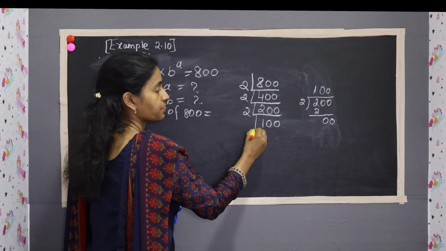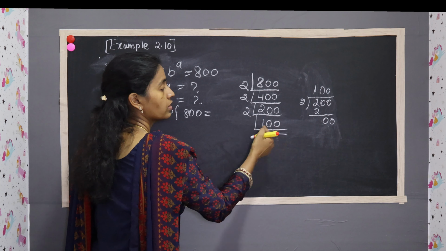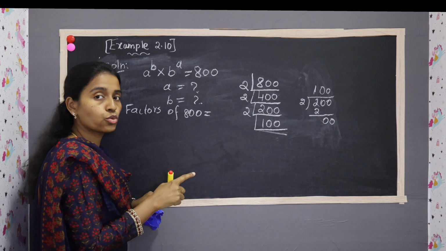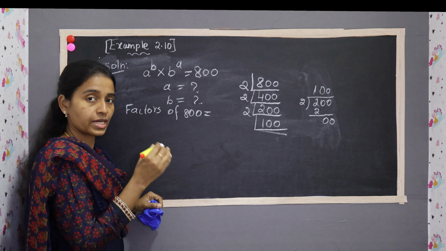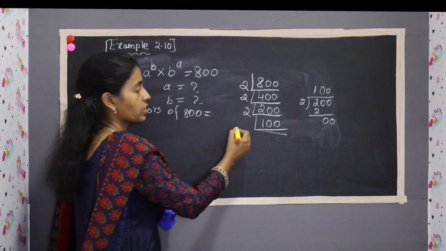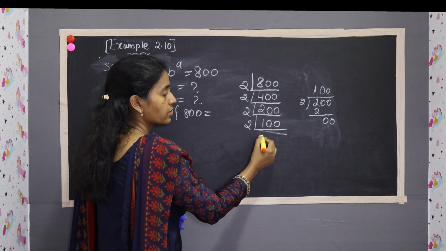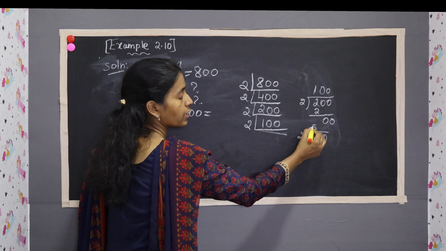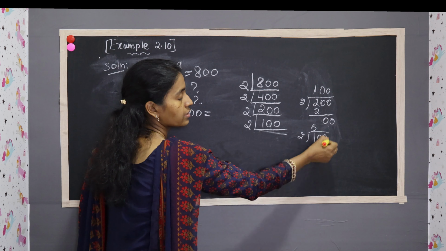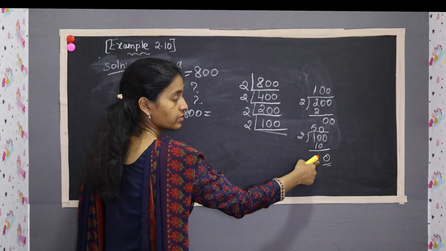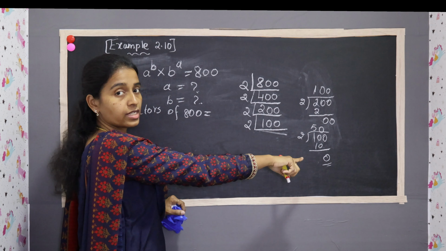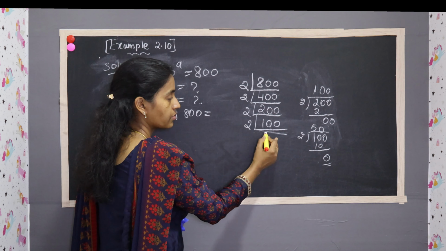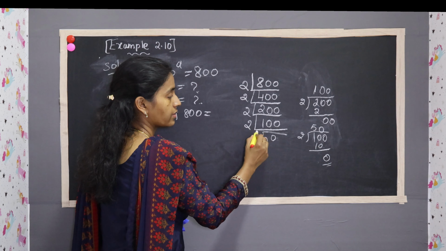So I can divide again 100 by 2 without leaving the remainder. So that I am taking number 2 again. If I am dividing 100 by 2, I will be getting 50. 5 into 2, 10. I can take this 0 here, right? So always we are getting the remainder as 0, right? That is very important. And I am writing this 50 over here.